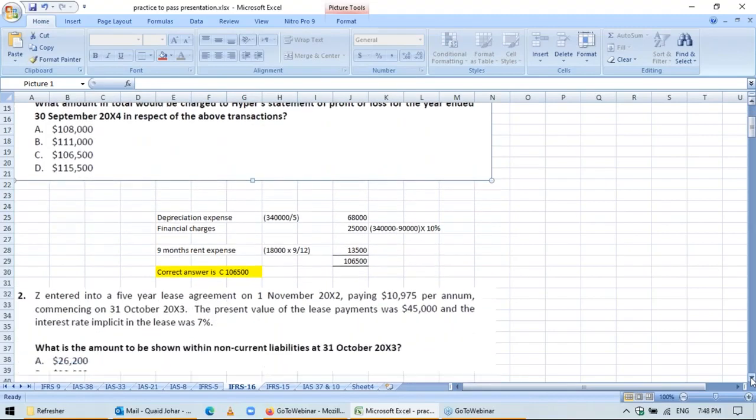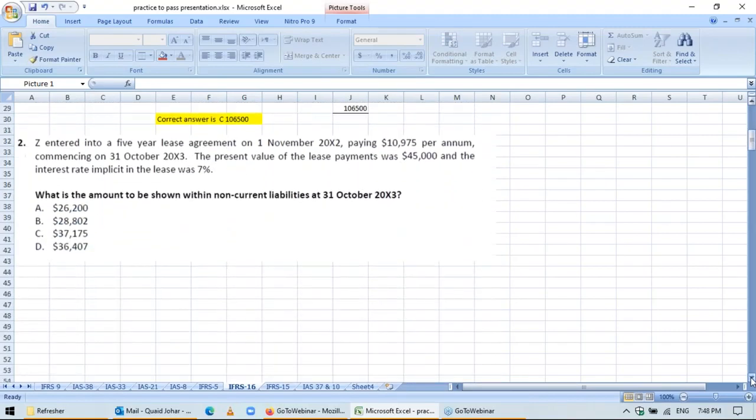Okay, let's move on to the second question. Over here, Z entered into a 5-year lease agreement on 1 November 2002, paying 10,975 per annum, commencing on 31st October 2003. So the first payment is after 1 year's time. The lease starts on 1st November 2002, but the payment will occur in 1 year's time. The present value of the lease payment was 45,000, and the interest rate implicit in the lease was 7%.